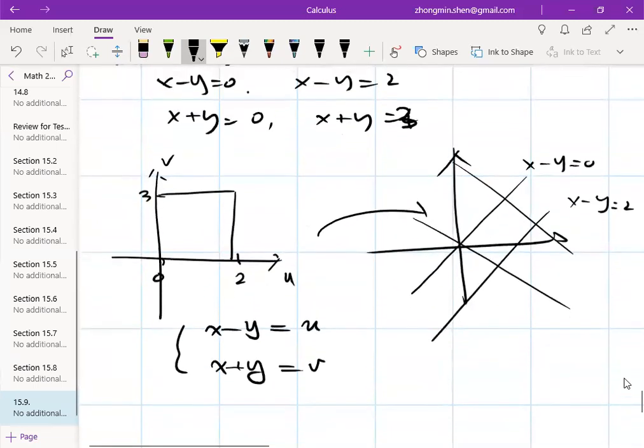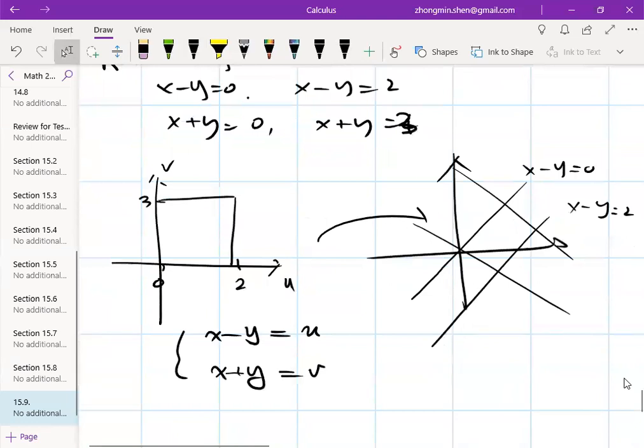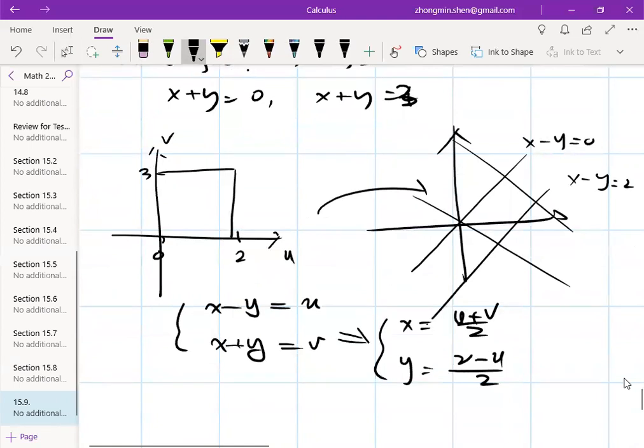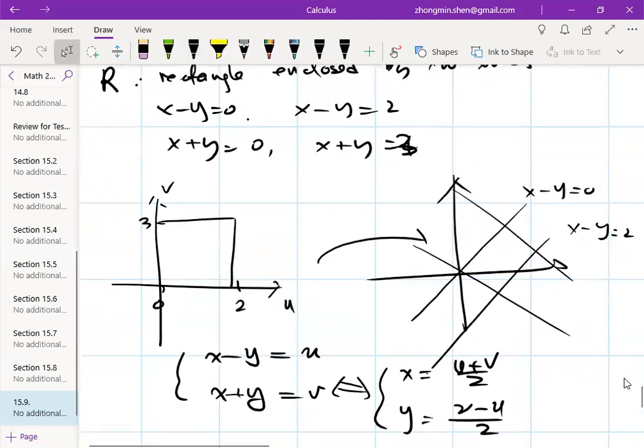So all I need to do is just solve for x. Add them together: x is going to be u plus v divided by 2. Then I take the difference: y is going to be the second equation minus the first equation, which is v minus u divided by 2. So this is a map; you can just solve the inverse of them. That's perfect. So it will send this rectangle region onto this region, sometimes a parallelogram, in that position.